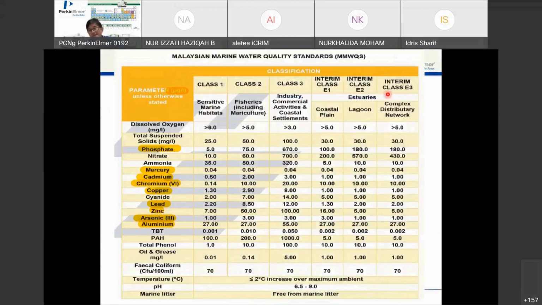Now, after this, we look into the Malaysia Marine Water Act. Look into it: mercury 0.04 ppb, which is 40 ppt. It's even lower than drinking water. Our drinking water limit is 1 ppb for us to drink, but marine water is 40 ppt. That is very interesting. Apart from here, other elements are also very low.